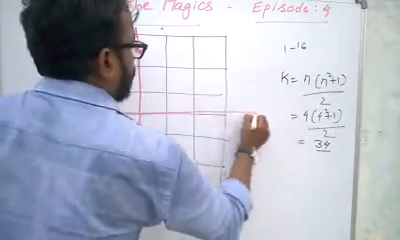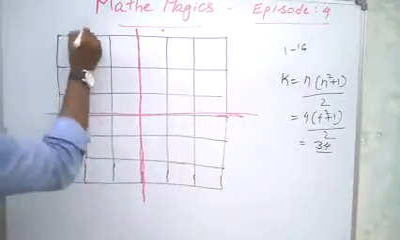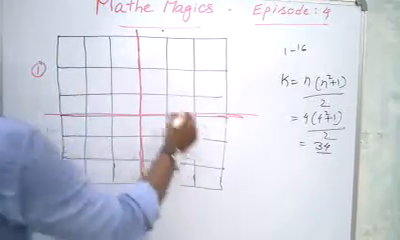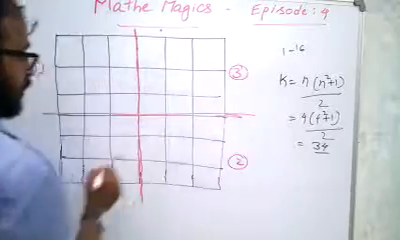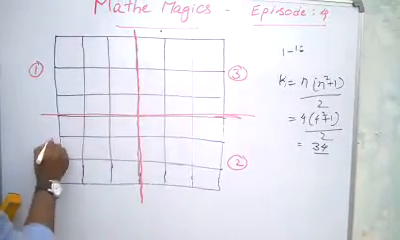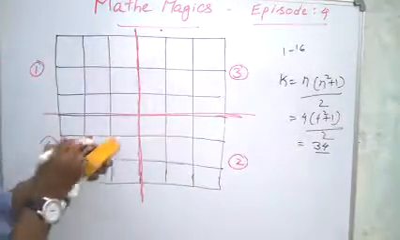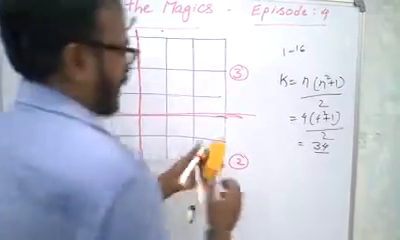This is quadrant number 1. This is quadrant number 2. This is quadrant number 3. And this one is quadrant number 4.